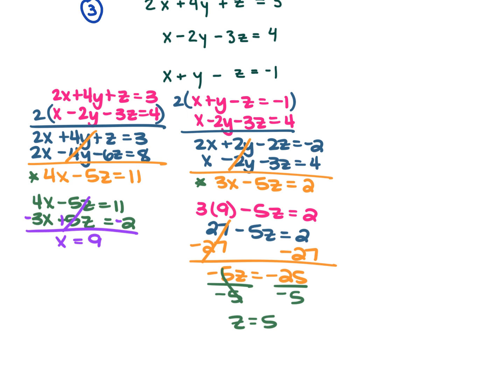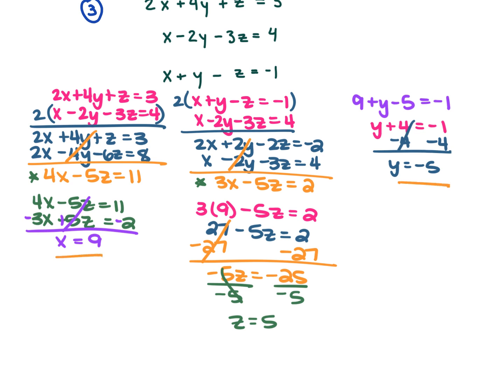So our last thing to solve for is y. We're going to take that bottom equation, so x, which is 9, plus y minus z, which is 5, is equal to negative 1. Just solve it for y. The 9 minus 5 is 4, so that's y plus 4 is equal to negative 1. From there, we move the 4 over by subtracting it from both sides, and we get that y is equal to negative 5. So we have 9, negative 5, and positive 5 to give us our ordered triple.